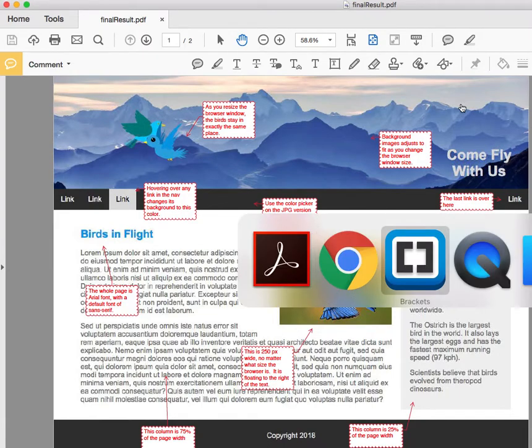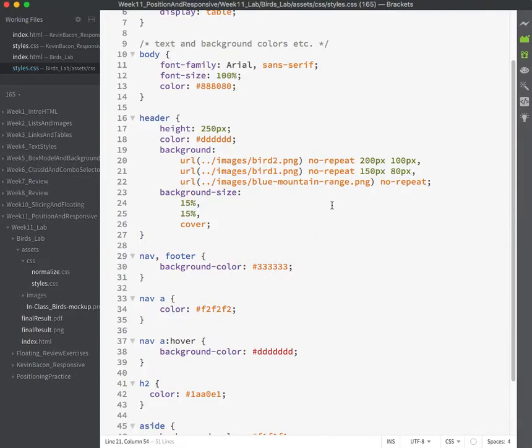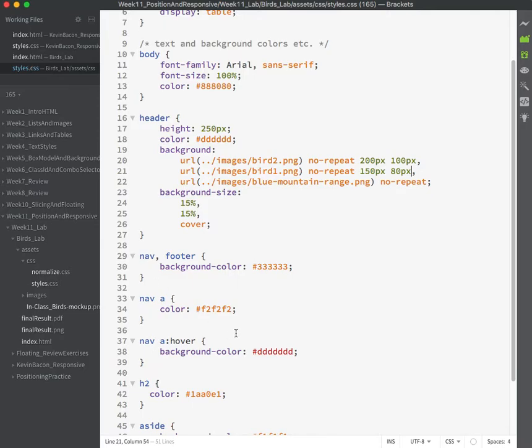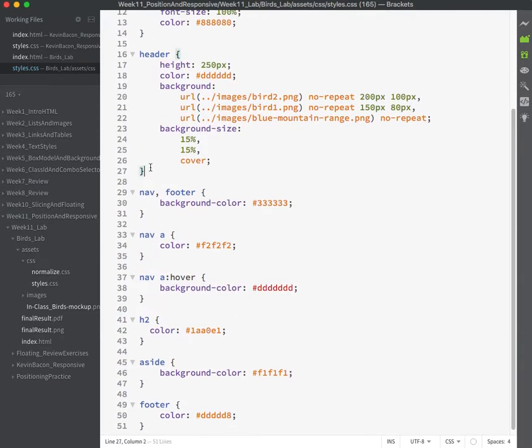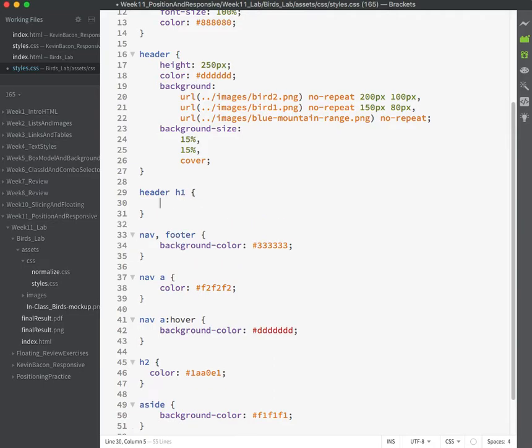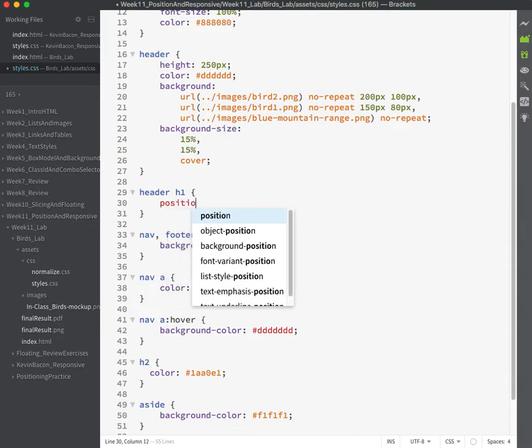So this is a good time to review that because I'm going to make some mistakes by accident. Here is the index, so I can remind us that we have an H1 and its parent is the header. The header is the thing that has the mountains on it. So I'm going to go to my header area and make myself a rule for H1. Header with it. So look for the H1 inside the header. That's what this rule does. And I'm going to say position absolute.